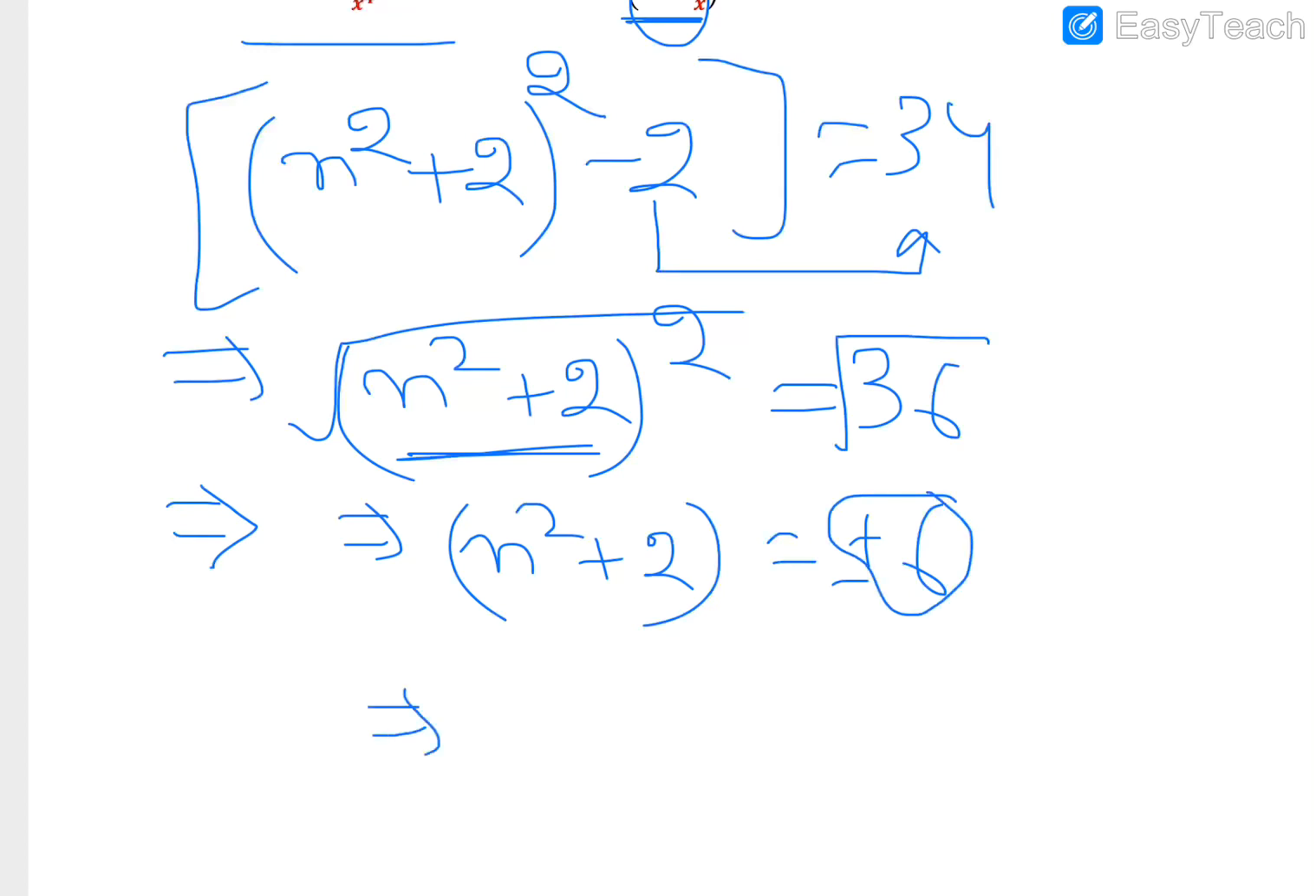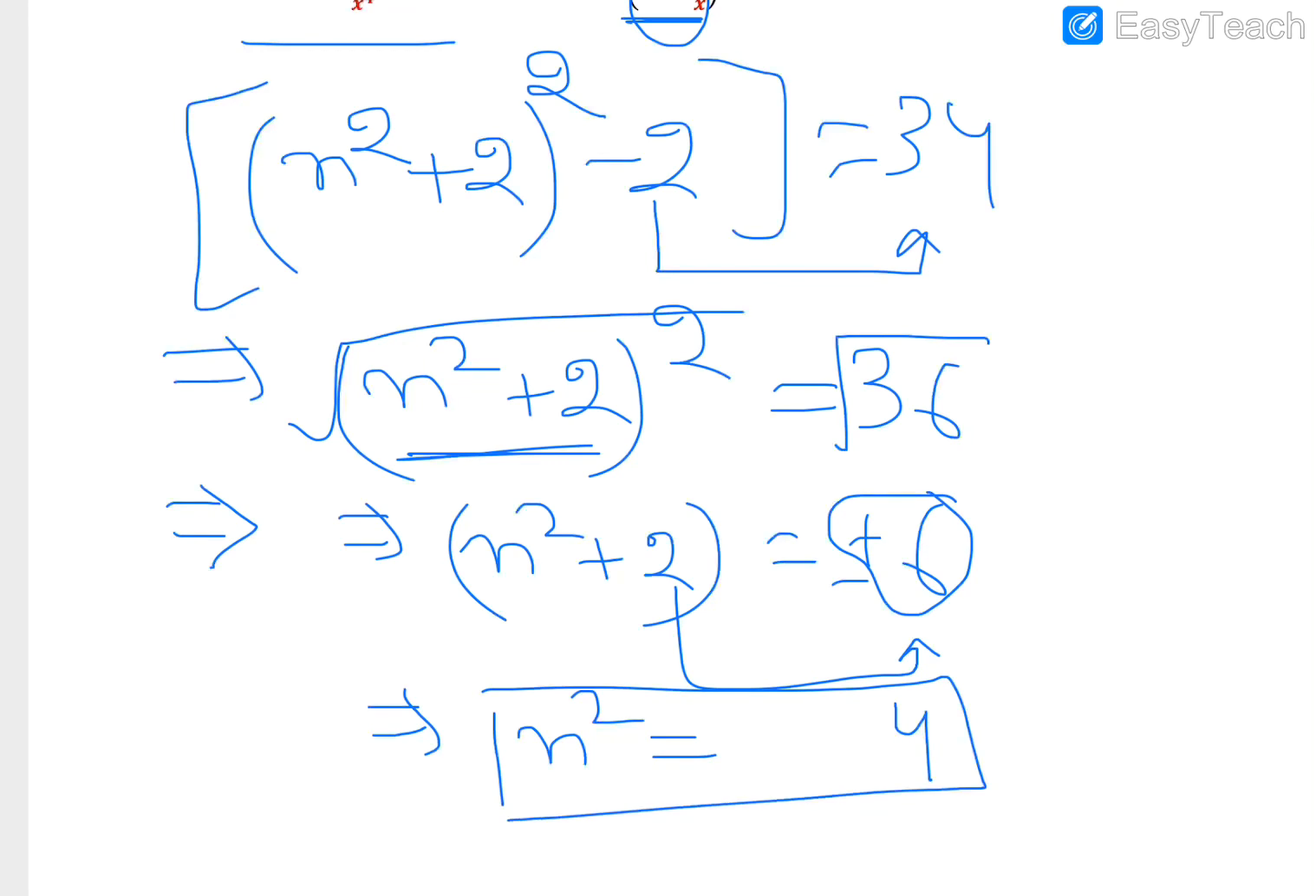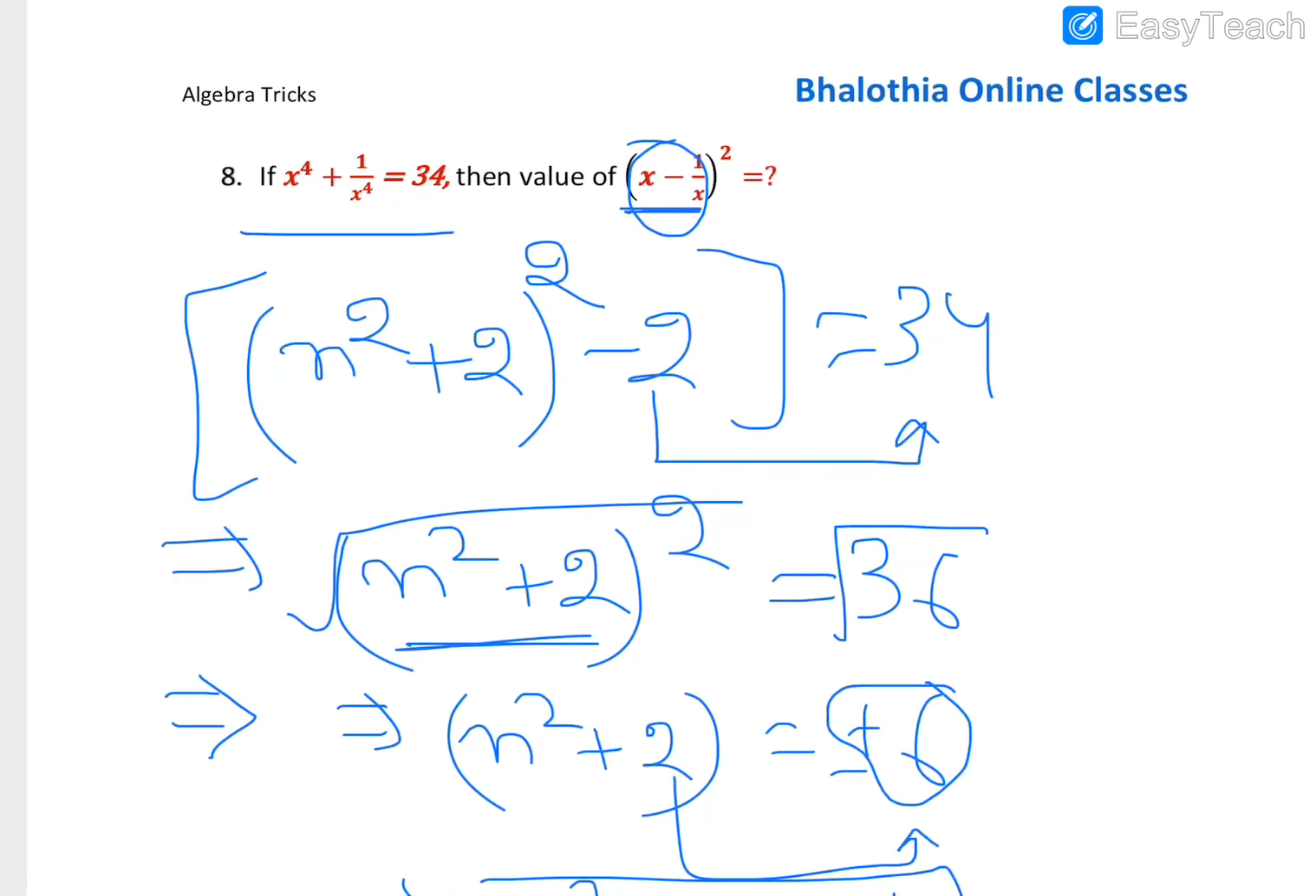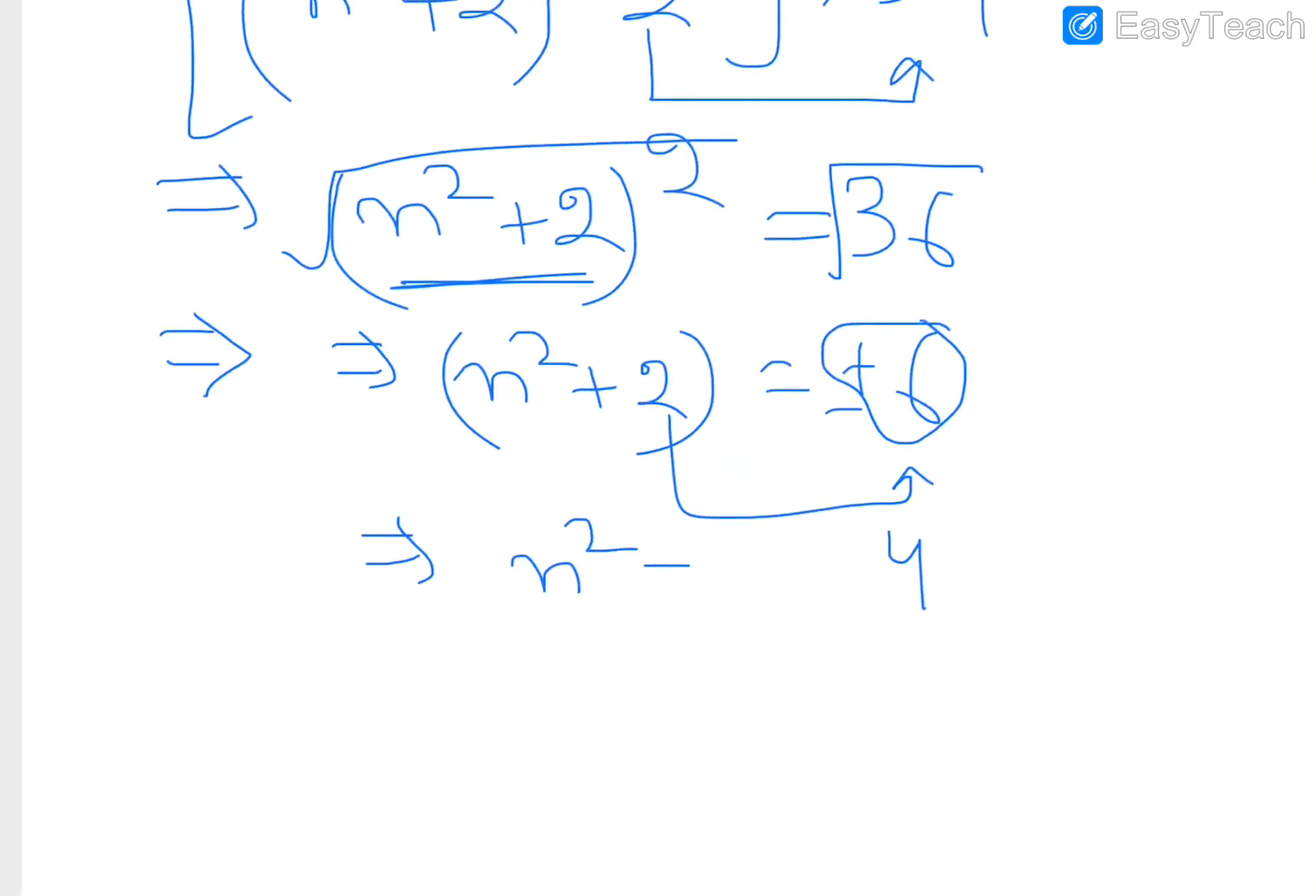And what we will do, we will take this 2 on the right hand side, and it will become 4 on the right hand side. So n square will become 4. So this is your answer. We have to find out n square, because here the square is asked. So our answer will be 4. n square equal to 4. Okay, hope it is clear.